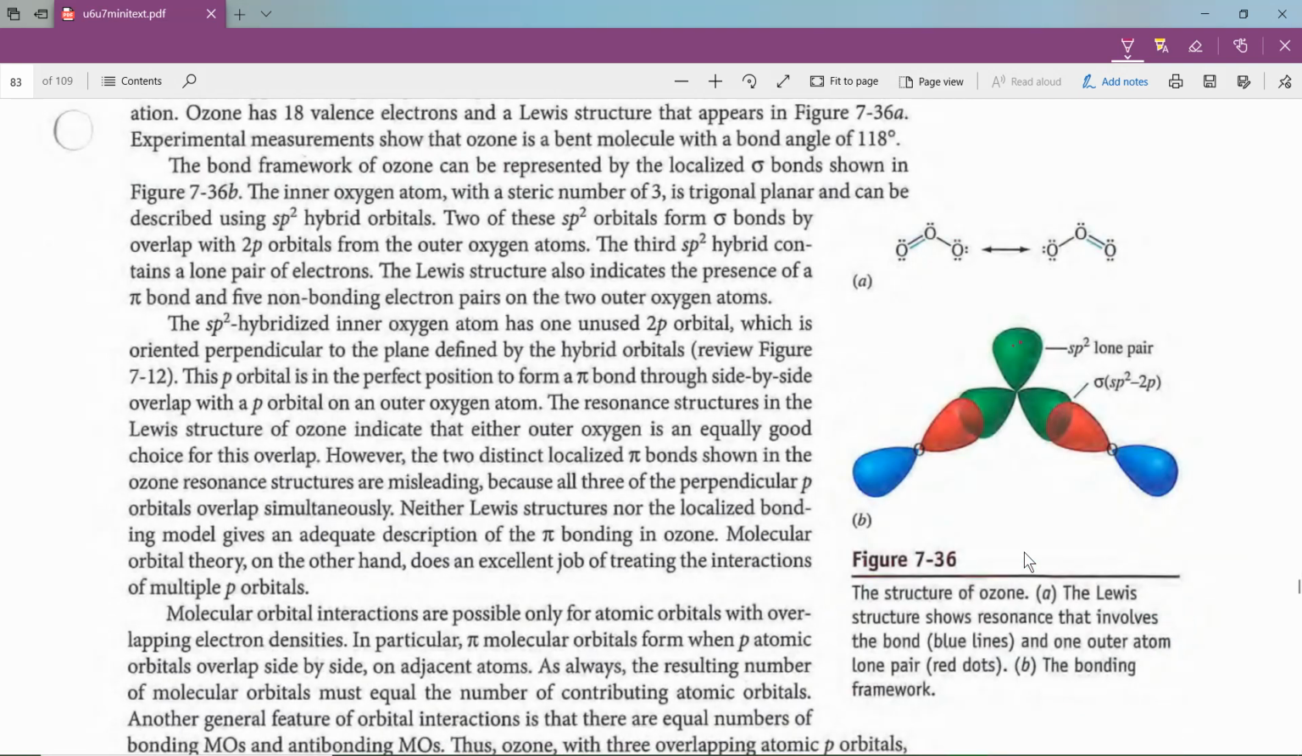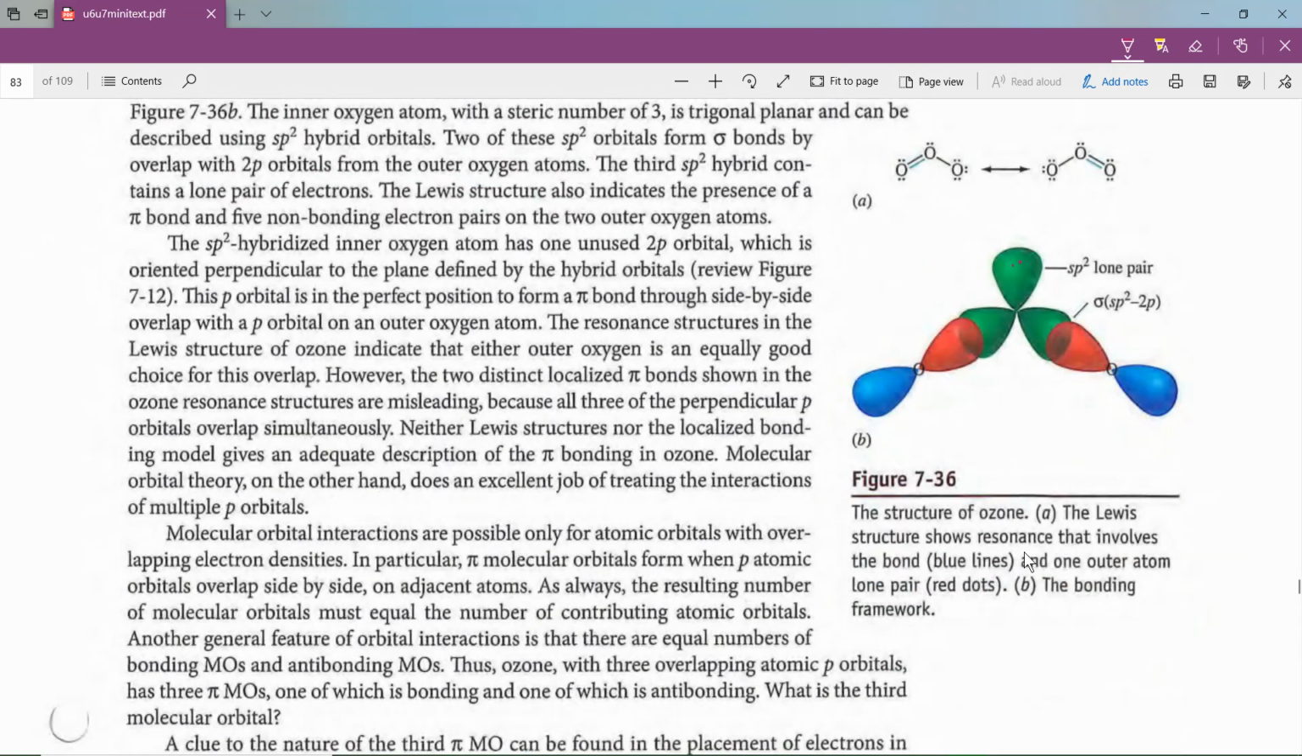The sp2 hybridized inner oxygen has one unused 2p orbital, which is perpendicular to the plane, and this p orbital is in the perfect position to form a pi bond through side-by-side overlap with a p orbital on either outer oxygen atom. So you get two resonance structures. Each outer oxygen is equally good for the overlap. But it's misleading to think that there are two different ones. All three overlap simultaneously, the nature of the wave function. So neither the Lewis structure nor the localized bonding gives an adequate description.